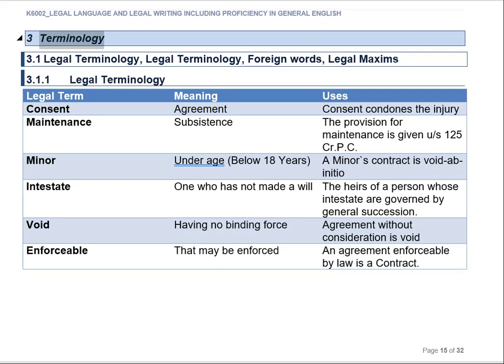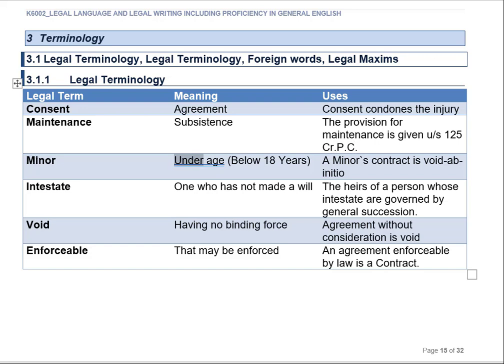Terminology. Legal terminology, foreign words, legal maxims. Legal terminology. Legal term. Meaning. Uses. Consent. Agreement. Consent condones the injury. Maintenance. Subsistence. The provision for maintenance is given U/S 125 Cr.P.C.